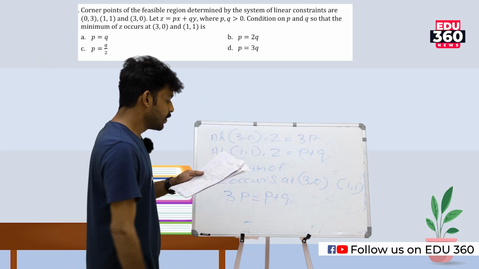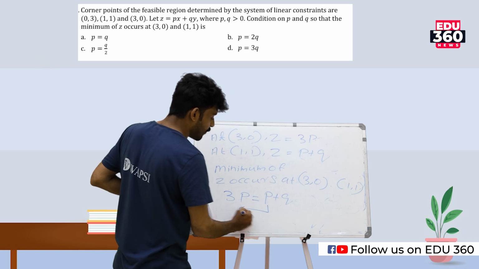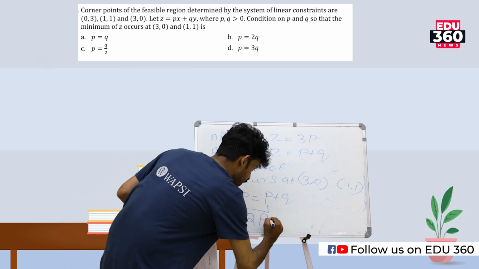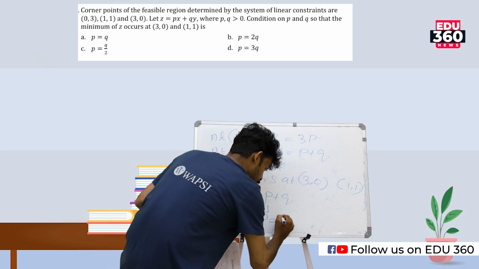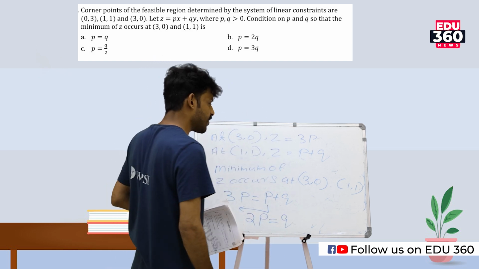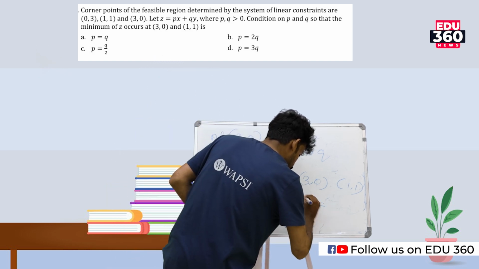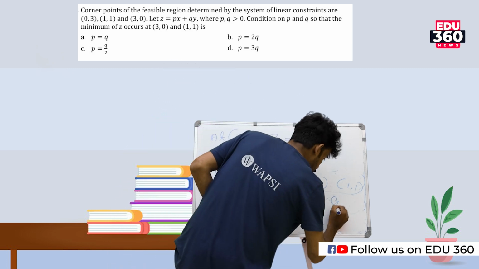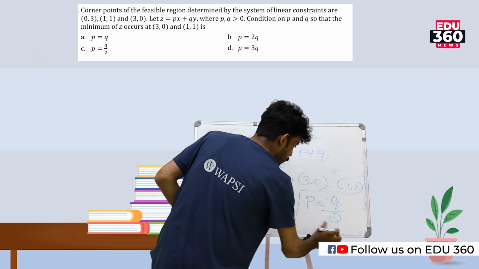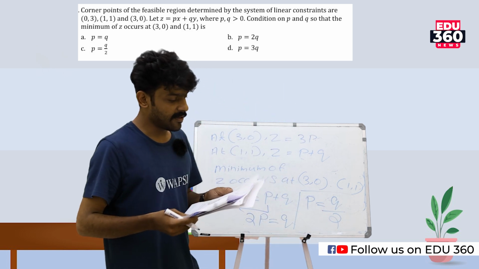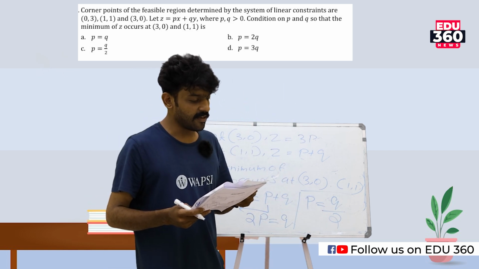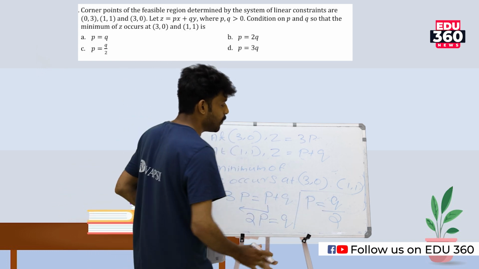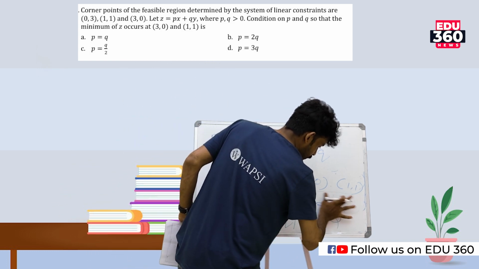From this, we move P to the left hand side. So 3P minus P is equal to 2P, so 2P is equal to Q. Therefore, P is equal to Q by 2. Again, look at the four options. Which is the correct one? You can see option C is the correct one. That means the value of P will be equal to Q by 2.